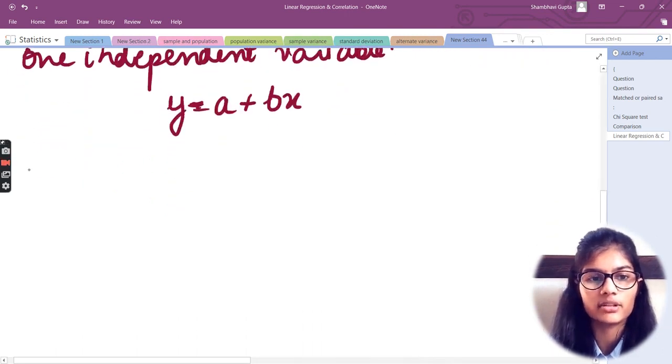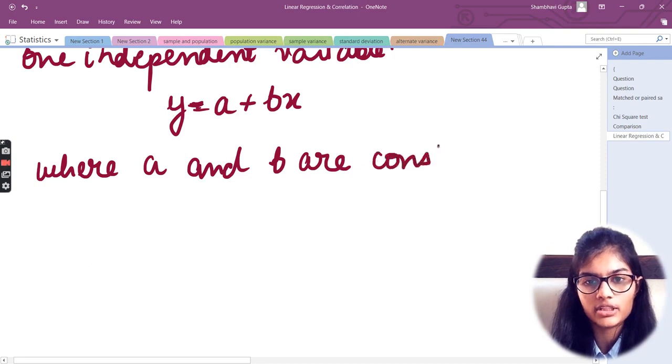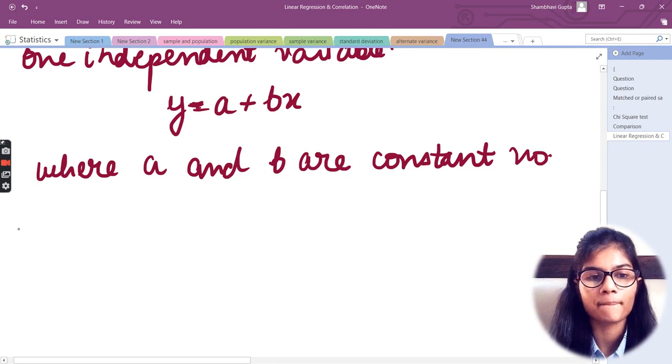So I could simply write here that a and b are constant numbers. Where a and b are the constant numbers which we have, right? So that is the a and b.